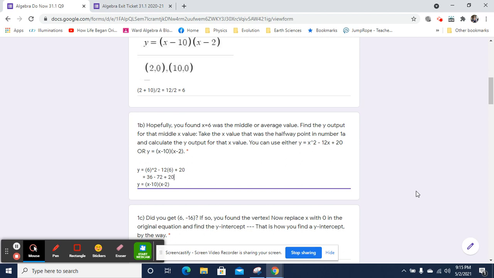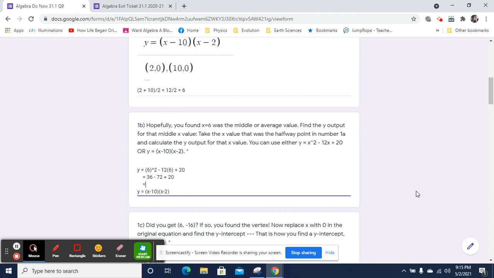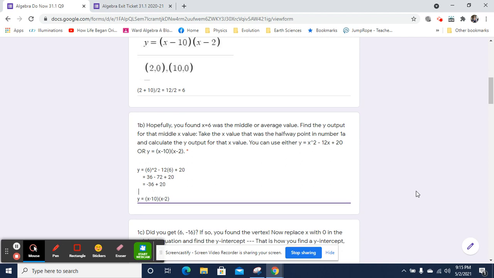And that's a pattern you might start to notice with this sort of thing. 36 minus 72 is negative 36 plus 20, and that's going to equal negative 16. Okay. If I had used this, I'm just going to replace x with 6 here and x with 6 here. And let's simplify that.